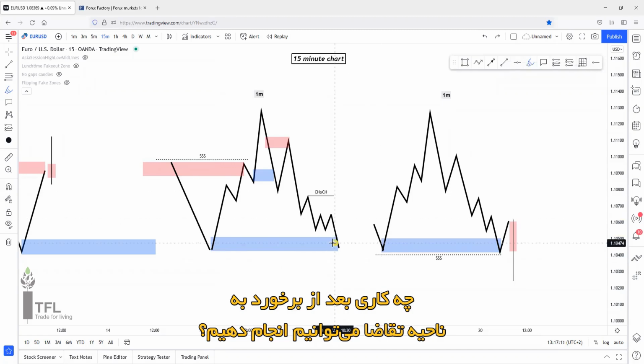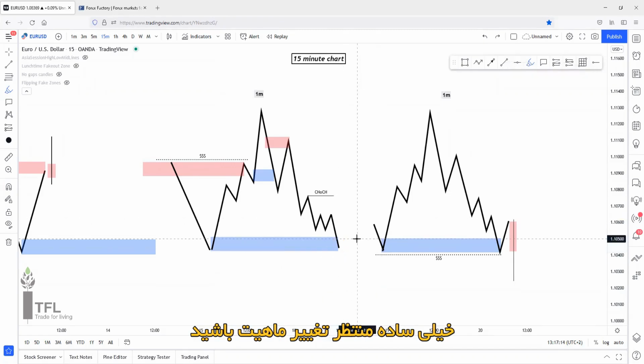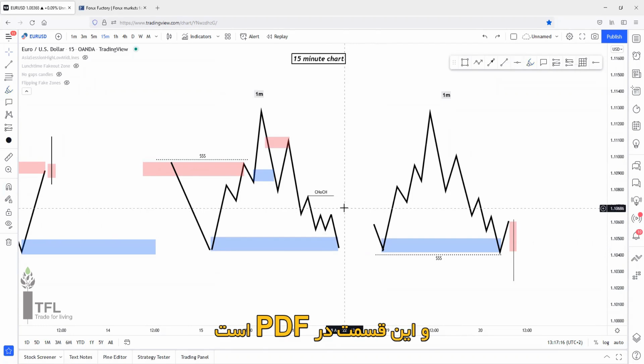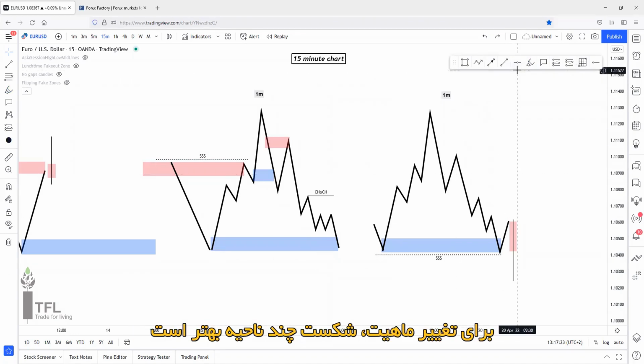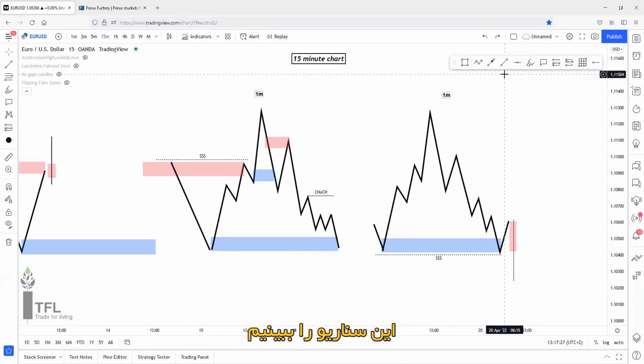What can we do after a tap of this demand zone? We can just simply wait for a change of character. And here comes the PDF part, because it is written down in the PDF, loud and clear, crystal clear. For a change of character, a several/multiple zone break is the best, right?